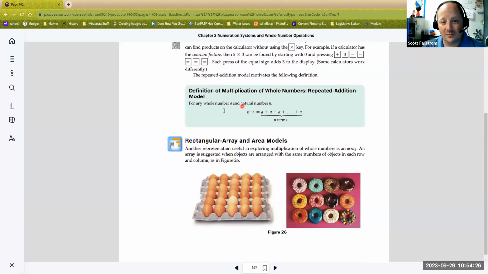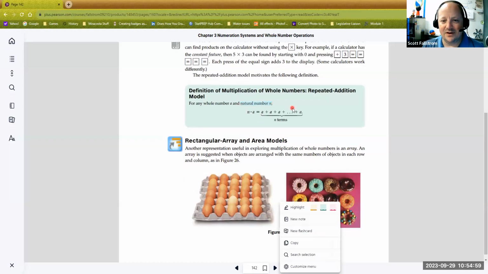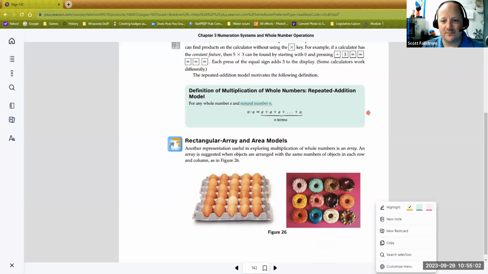So for any whole number A and for a natural number N. Now, notice this wording is intentional. Whole number A, that could be 0, 1, 2, 3, 4, and so on, right? And a natural number N. So what that means is we could not have 0 for N, because 0 is not a natural number. So this encompasses multiplication of everything except 0 times 0. Okay, you could have 1 times 0, 1 times 2, all those are possible, but just not 0 times 0 because that is not what the definition says. Okay, so there we go. There, highlighted that a little bit with natural number.